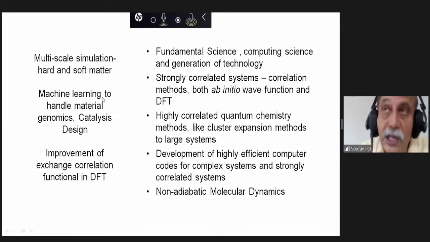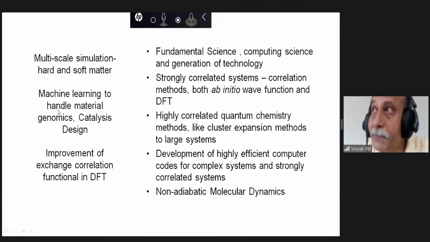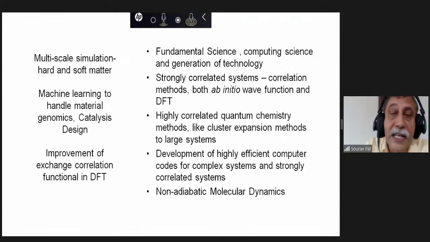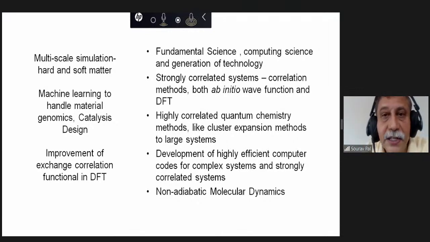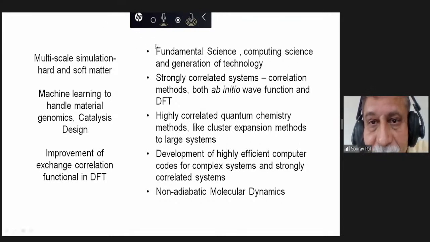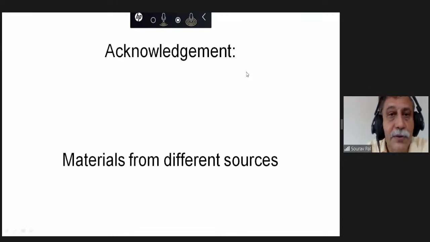Machine learning is also available today. Many of the catalysis design and material genomics problems can also be tackled with machine learning, even for computer coding, like non-adiabatic molecular dynamics and strongly correlated systems. A lot of people have been using machine learning. I think those techniques are very, very important. And none of these, I'm suggesting, should be stopped because we have quantum computers. First of all, quantum computers are still a dream. But a combination of good computers and good theory will lead us to the dream of fundamental science giving you technology. And I think that is where I will end.